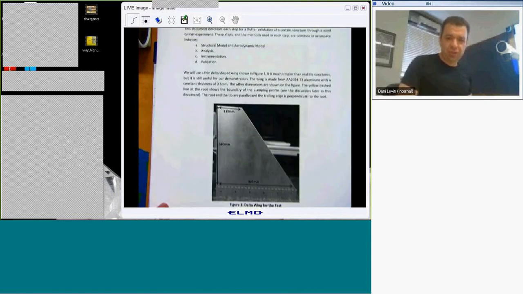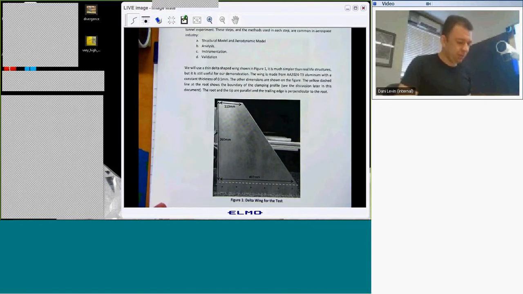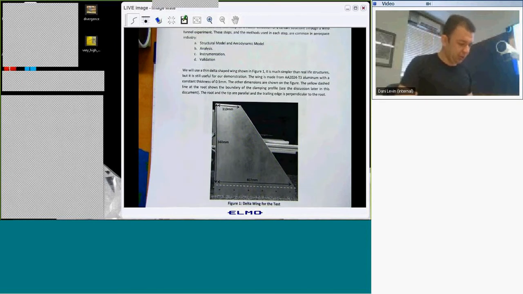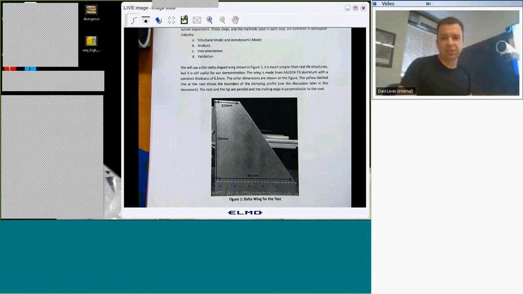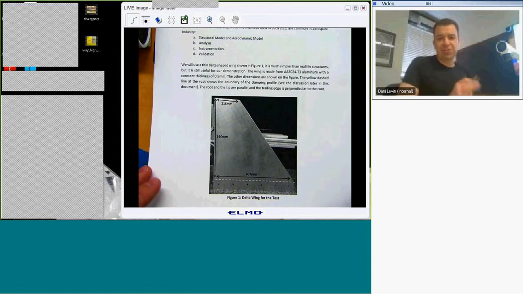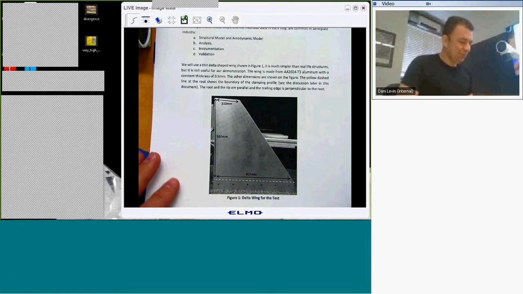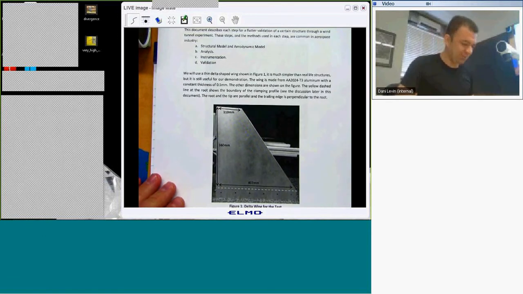So first of all, this is our structure. This is a thin plate shaped like a delta wing, made of aluminum, and there is no particular reason for me to choose this, except that I found this in our warehouse. So this is the reason for this structure, and no other one.